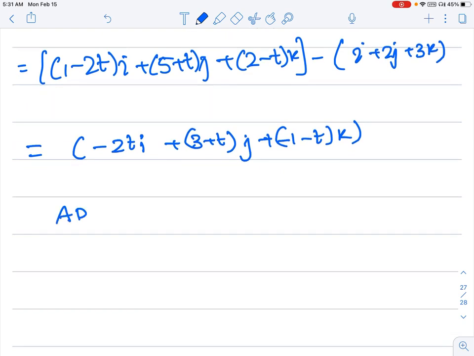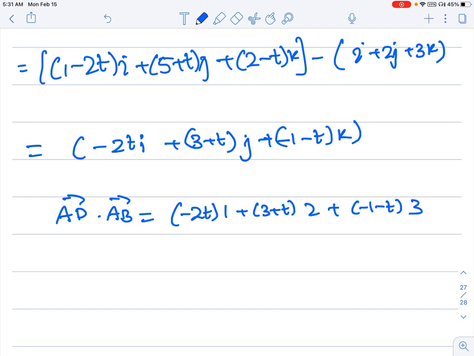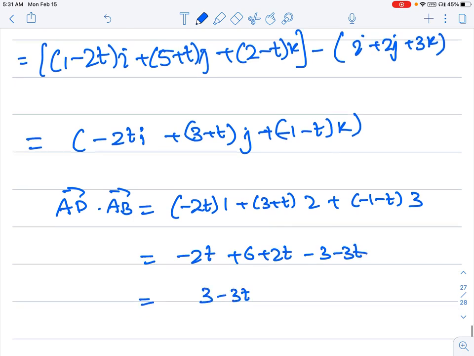So I find AP dot AB. AP is (minus 2t, 3 plus t, minus 1 minus t) dot AB (1, minus 1, 0). This becomes minus 2t minus 3 minus t. Correcting: the terms give minus 2t plus 6 plus 2t minus 3 minus 3t. The 2t terms cancel, leaving 3 minus 3t.